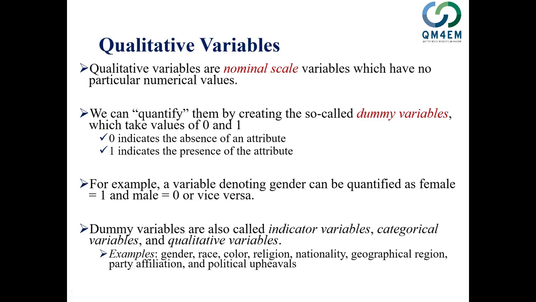So we are going to talk about these variables. Here are some examples of qualitative variables: gender, race, color, religion, nationality, geographic region, party affiliation, political upheavals. Well, you can name anything which you can't measure quantitatively. Being students of management sciences or BBA, you will be confronting qualitative variables more than quantitative variables. If you are doing something with finance, then most probably you will be confronted with quantitative variables. But if you are focused on quantitative analysis associated with, for example, HR or general management, then most of the time you will be confronted with qualitative variables.